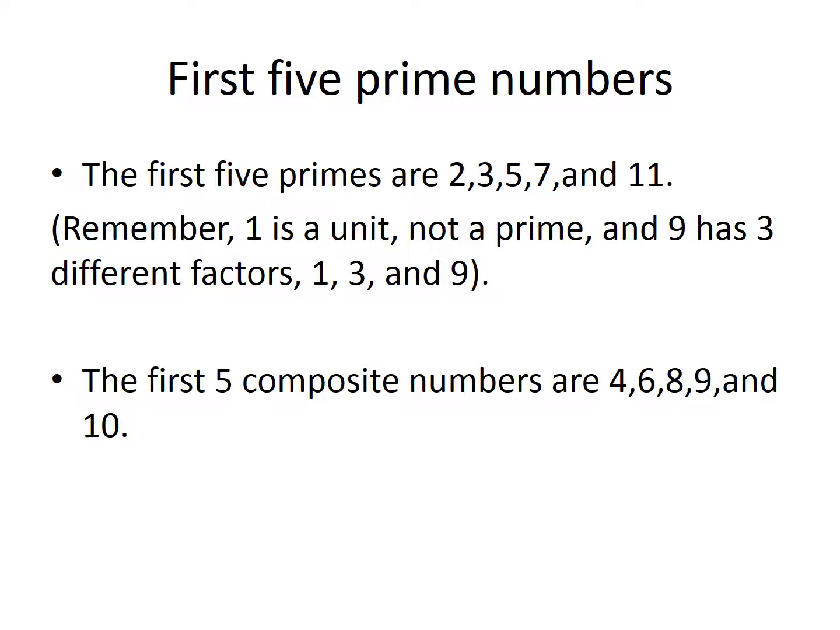The first 5 composite numbers are 4, 6, 8, 9, and 10, because each of those can be factored in a non-trivial way that doesn't use just 1 and itself. 2 times 2 is 4, 2 times 3 is 6, 4 times 2 is 8, and 3 times 3 is 9.